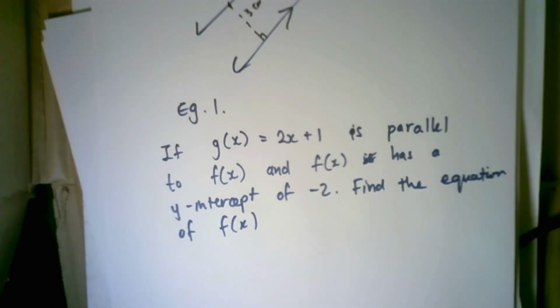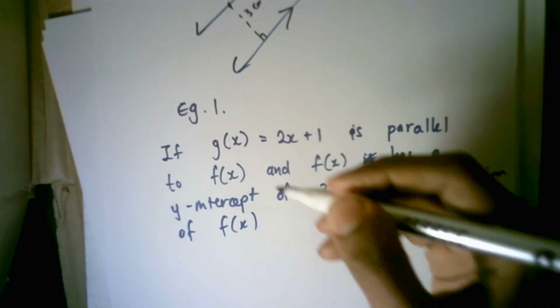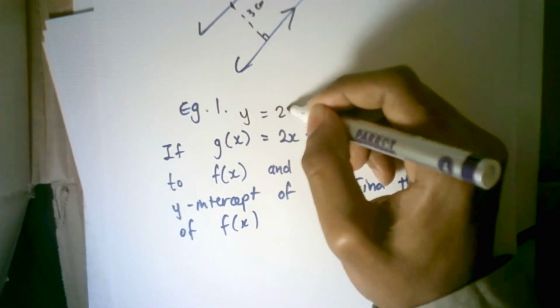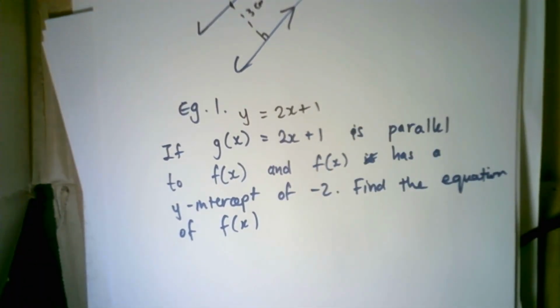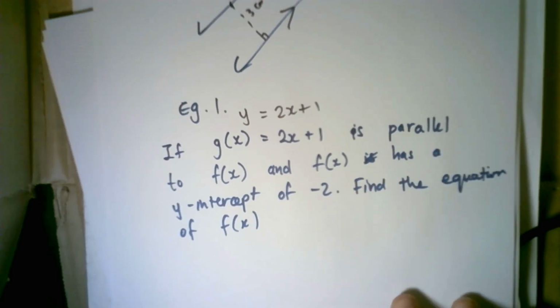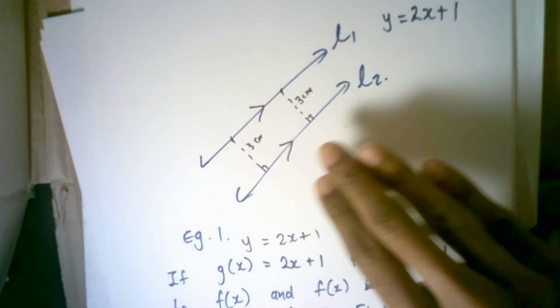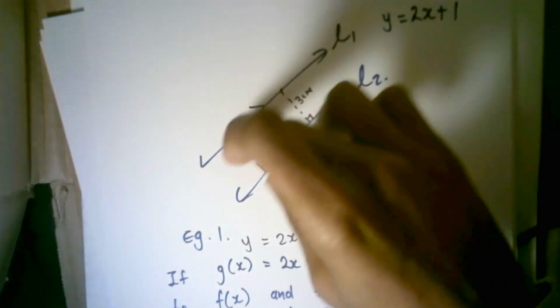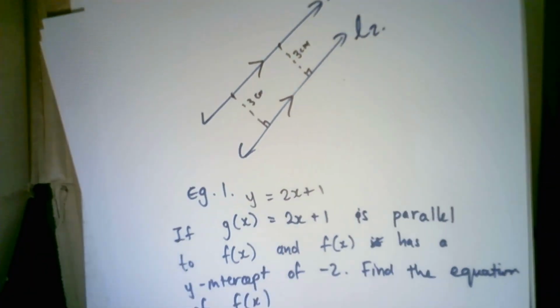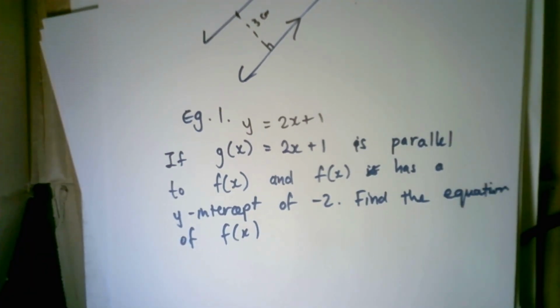So if g of x, remember g of x is just a fancy way of saying y is equal to 2x plus 1. Why do we call it g of x? It's just so that we can distinguish between two different types of lines. And it's parallel to f of x, which is another line. So imagine there's two lines and they're parallel to each other. I'm not too sure what the distance is. I'm just using an example. But they are parallel with each other.